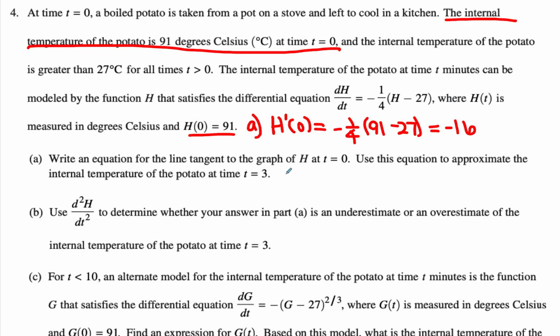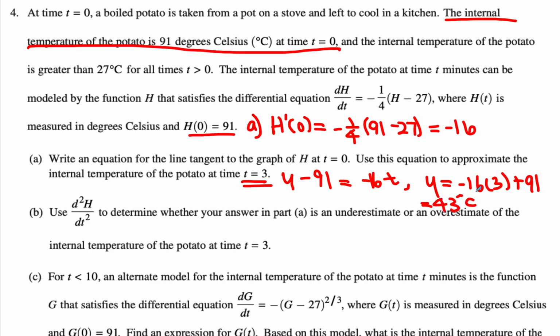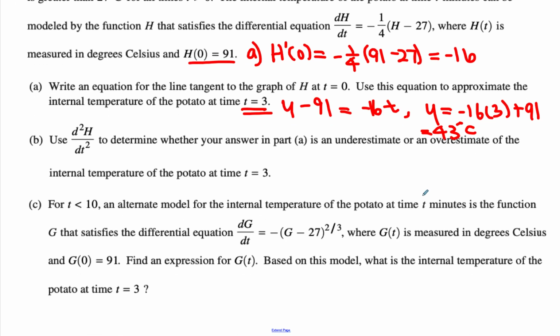The equation would be y minus 91 is equal to negative 16, t for time, minus 0. So essentially that's the equation which we can use to approximate when t is equal to 3. Then we realize that y is equal to negative 16 times 3 plus 91. Then you realize that the answer is 43 degrees Celsius.